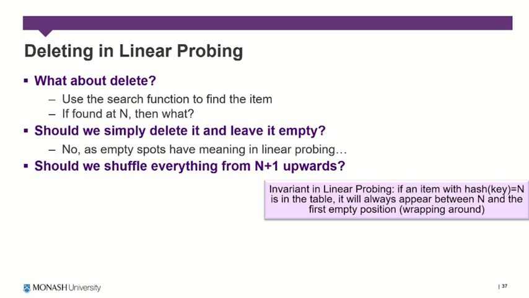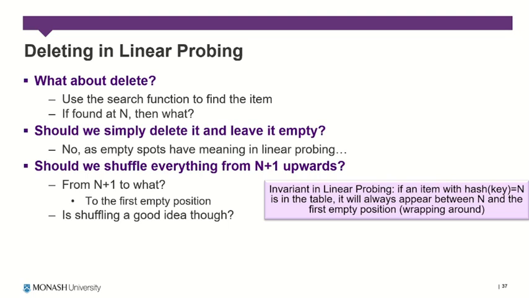So as a way of dealing with the bad delete where it just removes the item, what about we shuffle all the items back, so we remove the gap? From n+1, we just move them back 1 position to the first empty position. Is that a good idea though? Probably not, because if we move them back 1 position, it doesn't mean they'll be put into their correct positions.